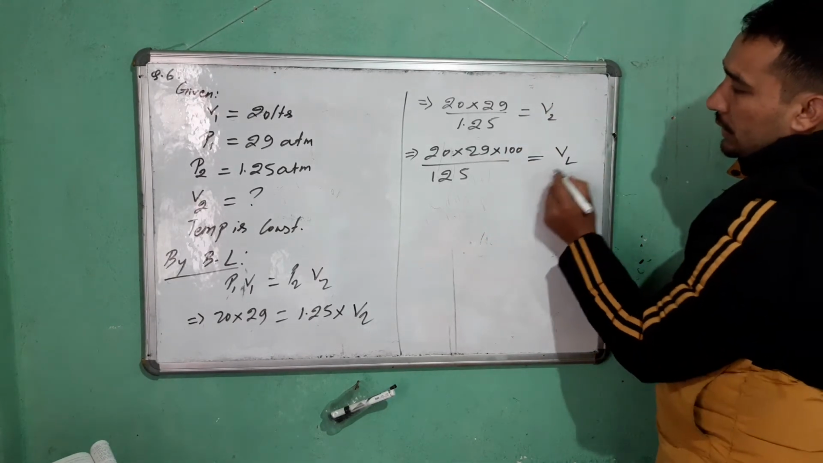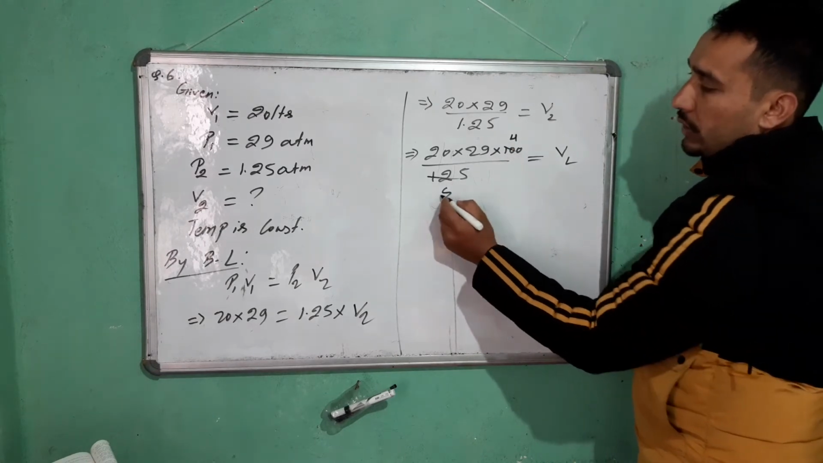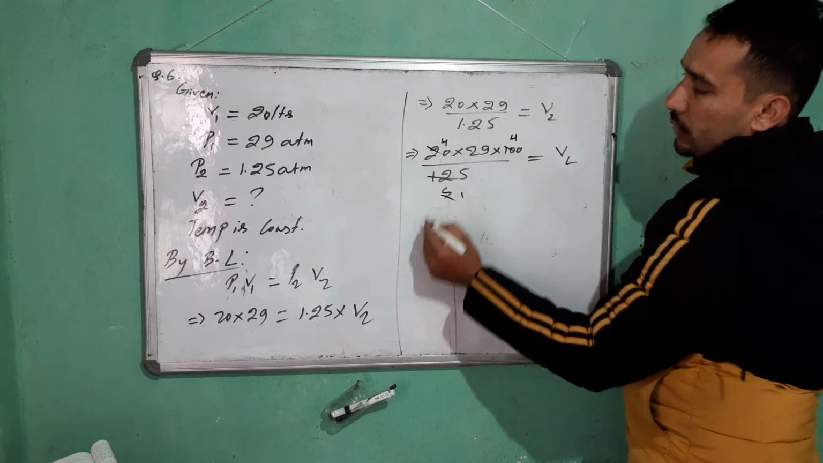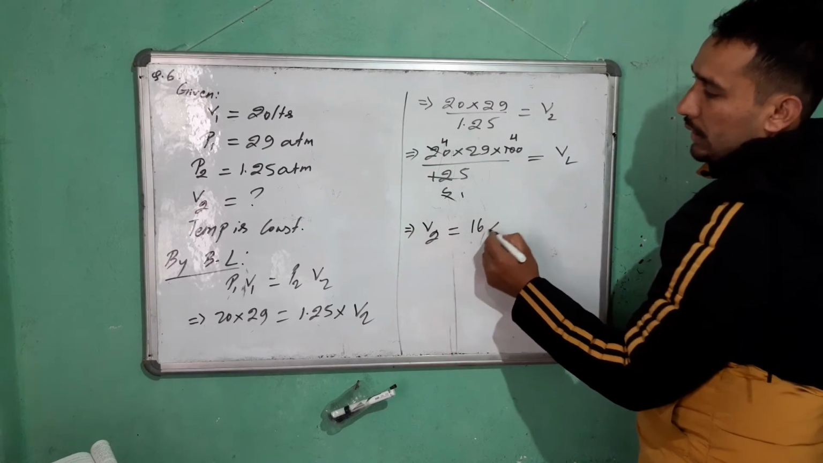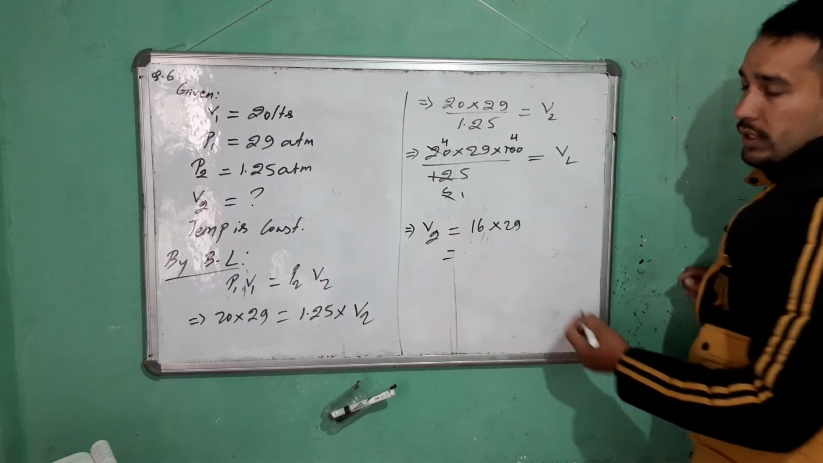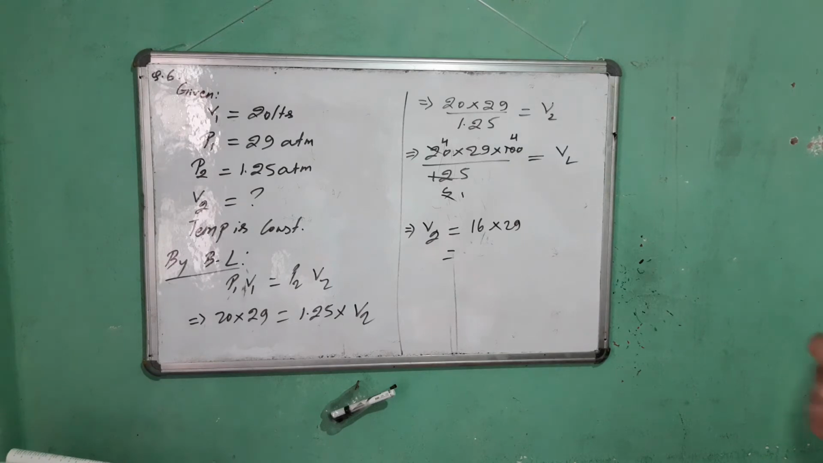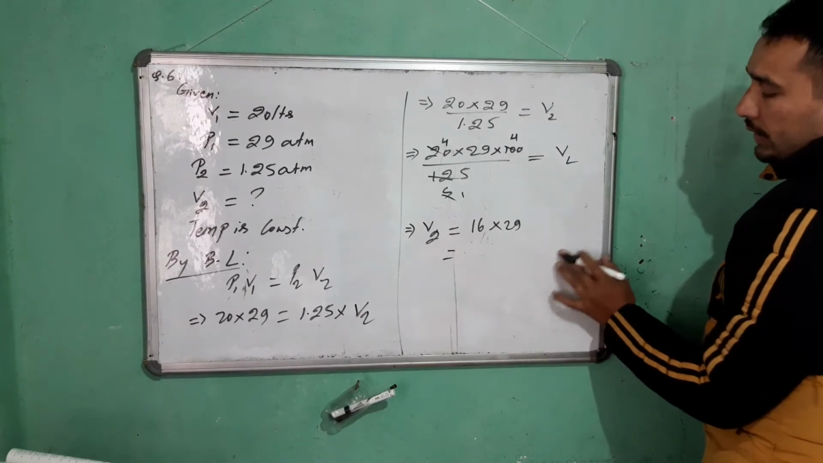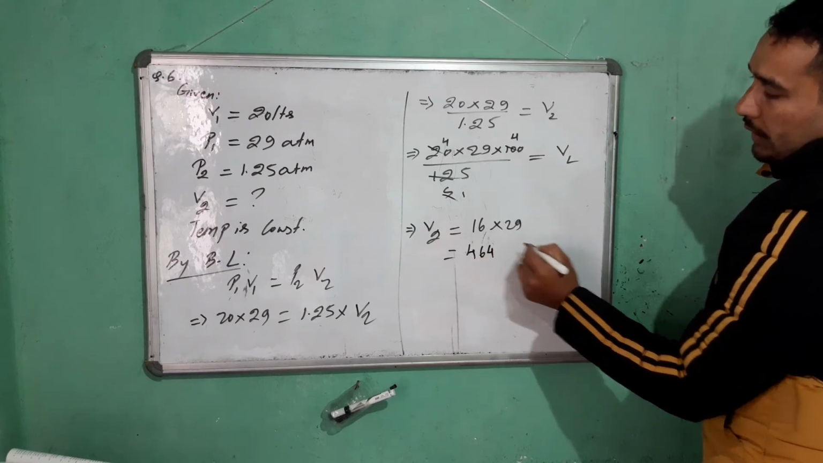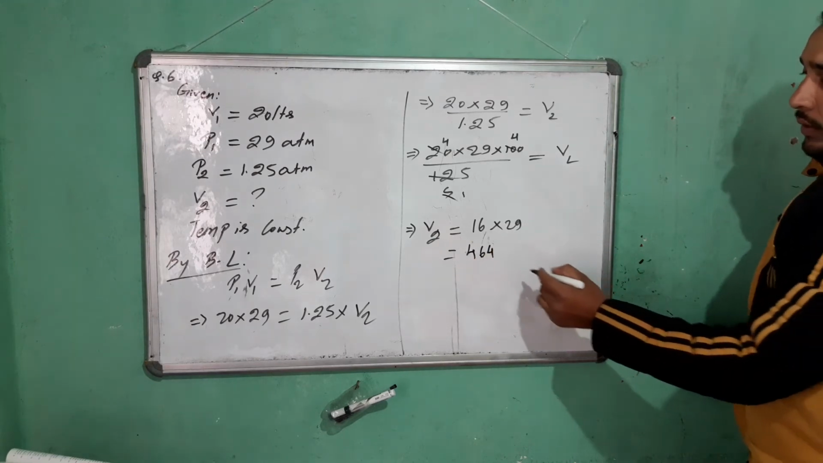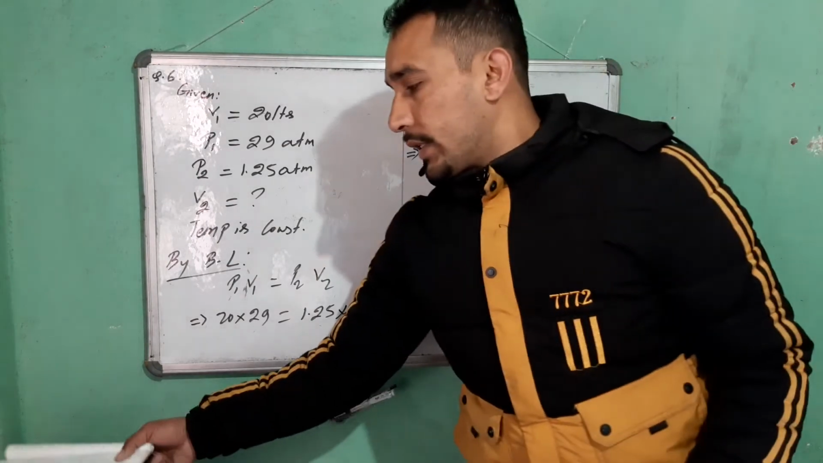Now you do the cancellation. 25 4s are 100, 25 5s are 125, 5 4s are 20. So V2 will be equal to 4 4s are 16 into 29. You do the multiplication, 16 into 29 is 464 liters. 464 liters is your answer.